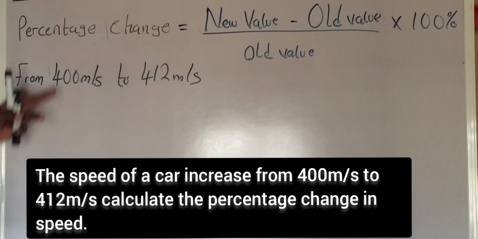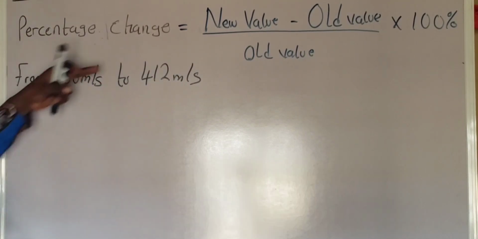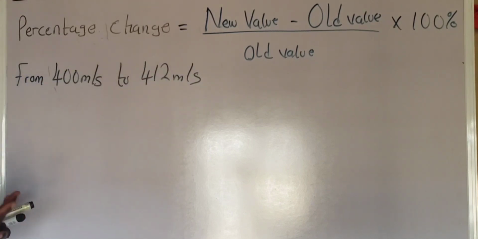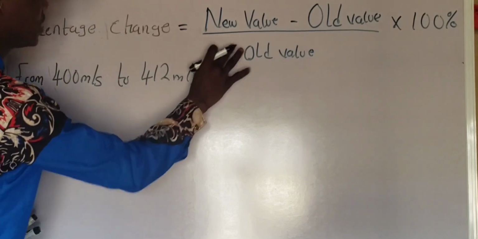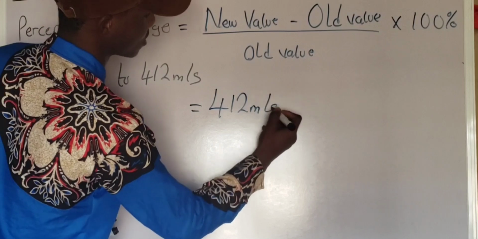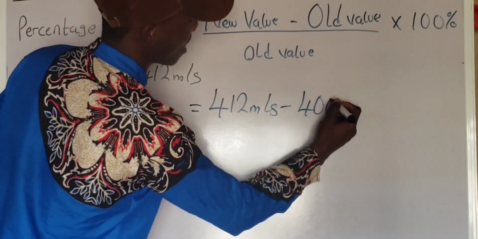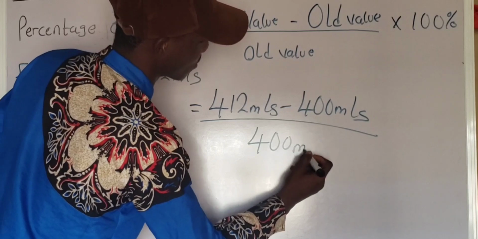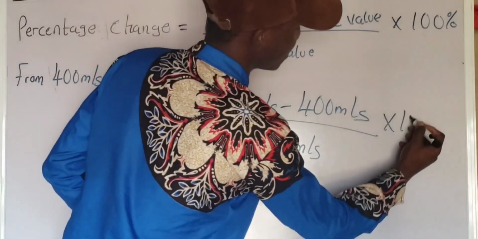Now, don't forget, we are still going to use the same formula. Percentage change is equal to new value, that will be new speed minus the old speed, all over old speed multiplied by 100%. Are you paying attention? You understand? So let's go. For this, I'm going to have new value, which is 412 meters per second minus 400 meters per second all over 400 meters per second multiplied by 100%.